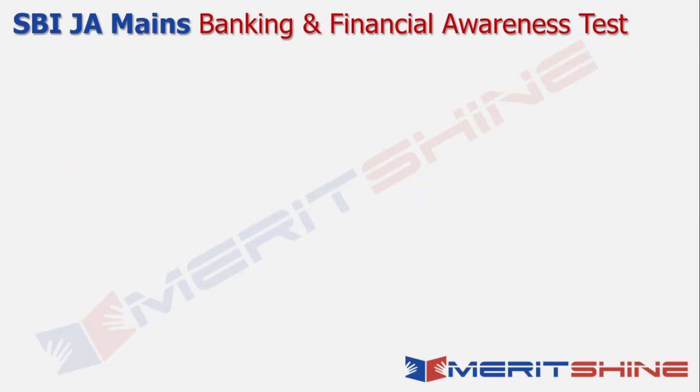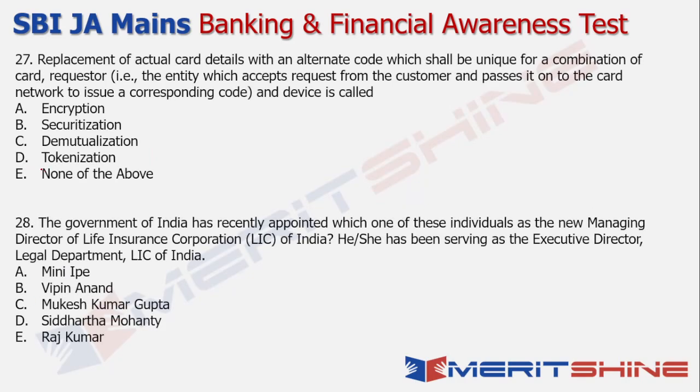Okay, moving on to the next set of questions now. We're looking at replacement of actual card details with an alternate code which shall be unique for a combination of several things. One, the card. Second, the requester. And third, the device. Now, when I say requester, it is basically the entity which accepts the request from the customer and passes it on to the card network to issue a corresponding code. So when these three things are put together, you're basically replacing card details with an alternate code. That phenomenon is basically known as tokenization.